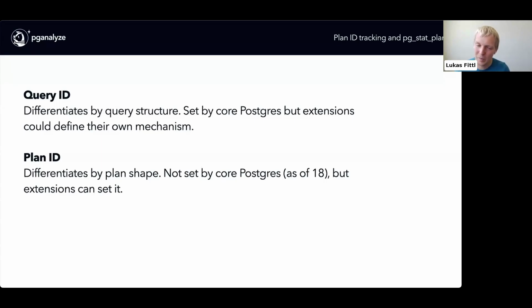Query ID gets set by core Postgres. Stat statements uses it, but it's core Postgres setting it. A plan ID is not set by core Postgres, but extensions can set this to a certain value. And so what this lets us do is build extensions that track plan statistics.